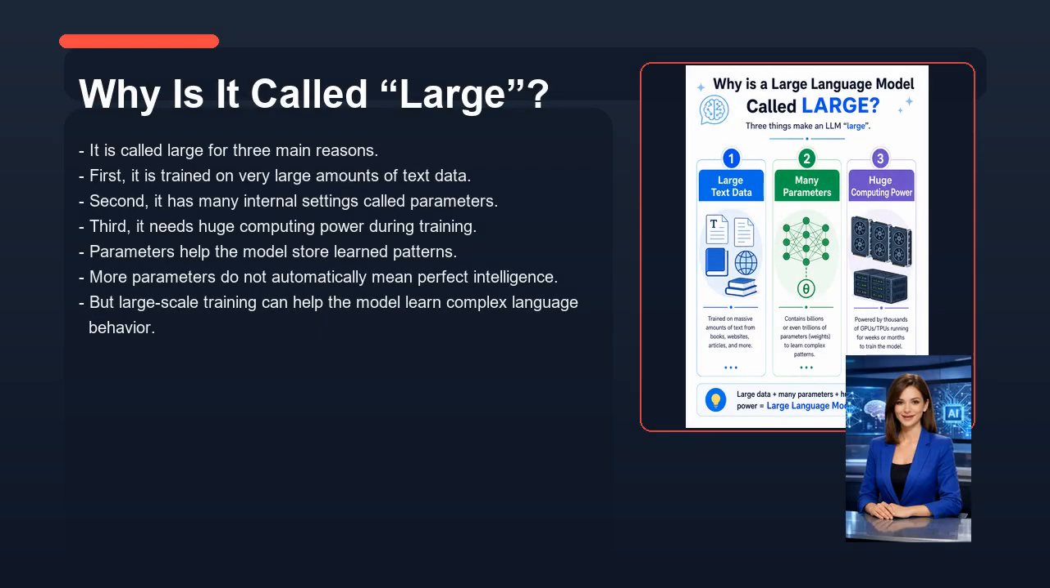Now let's look at why is it called large? It is called large for three main reasons. First, it is trained on very large amounts of text data. Second, it has many internal settings called parameters. Third, it needs huge computing power during training. Parameters help the model store learned patterns. More parameters do not automatically mean perfect intelligence. But large-scale training can help the model learn complex language behavior.